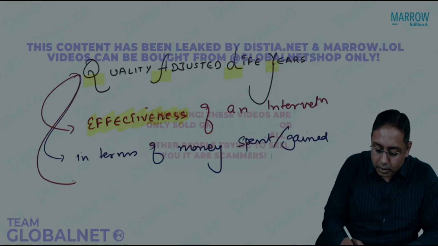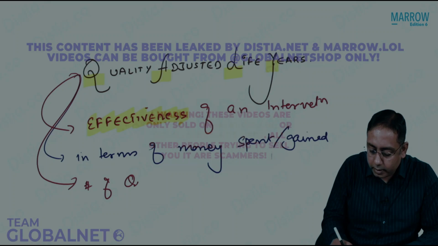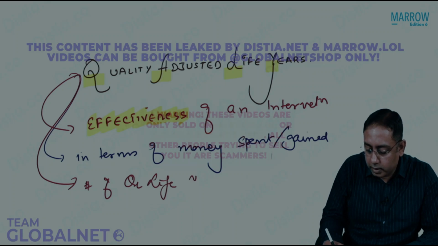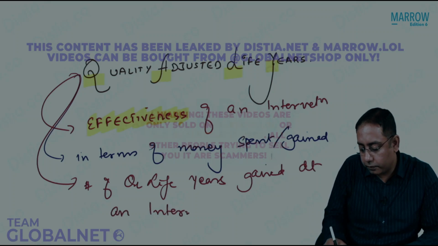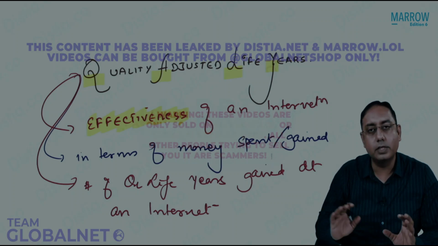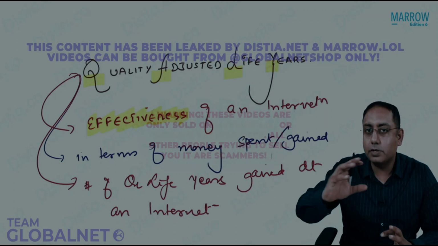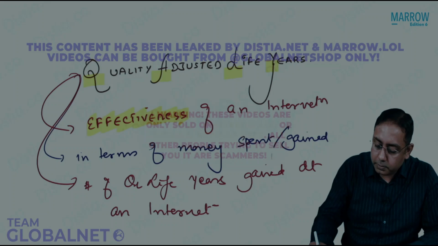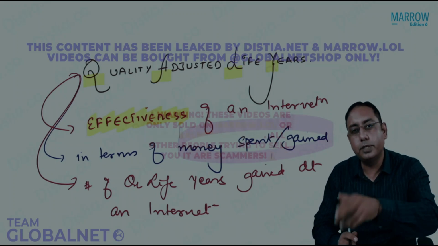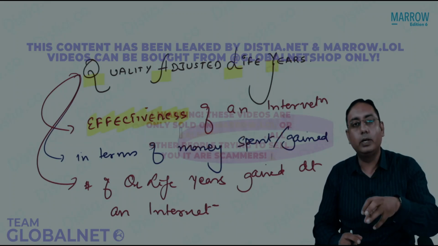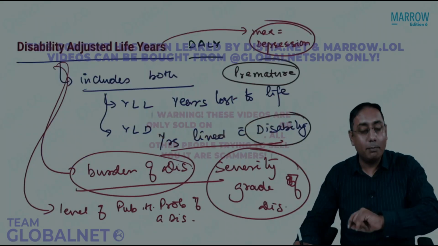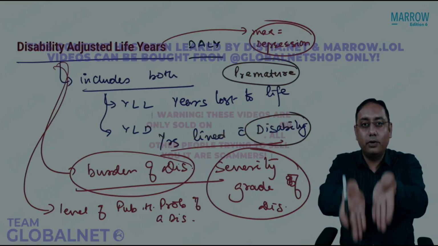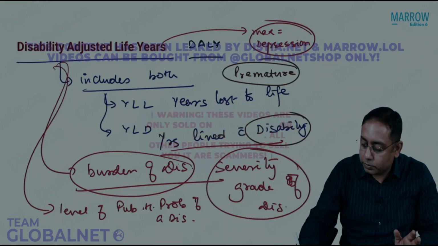So it tells you about the number of quality life years gained due to an intervention. So the number of quality life years gained due to an intervention is QALY. It measures the effectiveness of the intervention. It talks to you in terms of the money spent, money gained. That is what the MCQ was. What do you mean by QALY? QALY will talk in terms of the money spent, money gained. DALY does not talk in terms of the money spent, money gained. It tells you about the burden of disease on the population. That is what a DALY is.